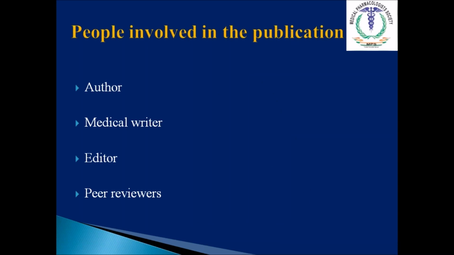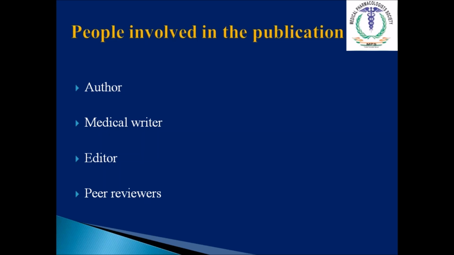But there are some skills that one should acquire for writing a good manuscript. Next. Now, who are the people involved in publication? Basically, there are 4 people or 4 groups who are involved in publication. One is the author. Second is the professional writer or a medical writer. If the author does not have the expertise to write, he might hire a professional writer or a medical writer to do the writing for him.